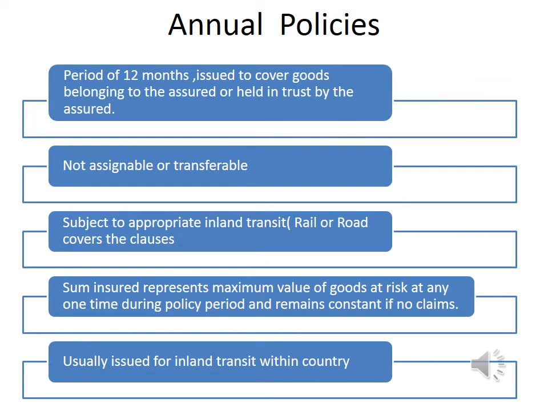So annual policies are for 12 months. The period is 12 months. They are issued to cover goods belonging to the assured or held in trust by the assured. Held in trust means, say, something I have brought for the purpose of repairing it, and I am sending it back on my own account. So a lot of goods are held in trust. It has come for processing on my account, and then the transit is under my account. It is not assignable, or it cannot be transferred. It is subject to appropriate inland transit, rail or road, cover clauses.